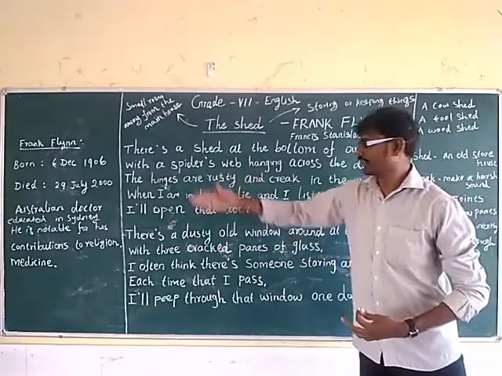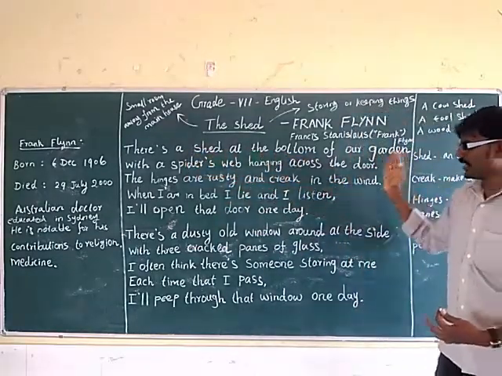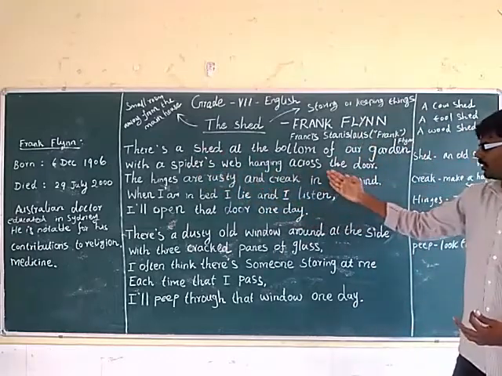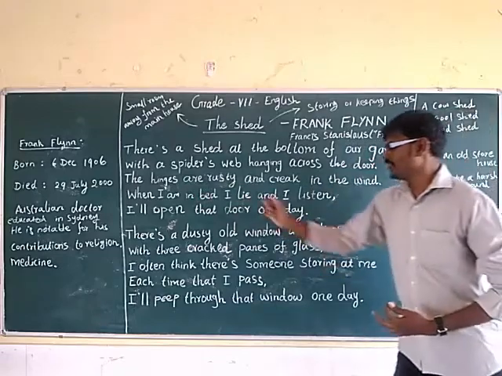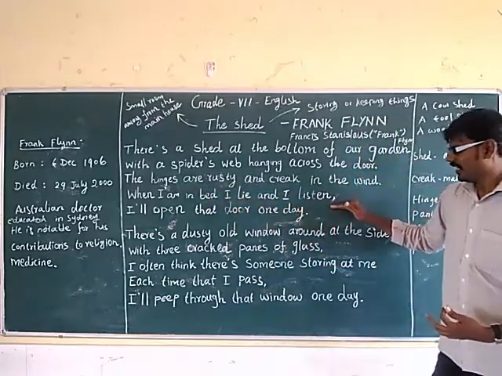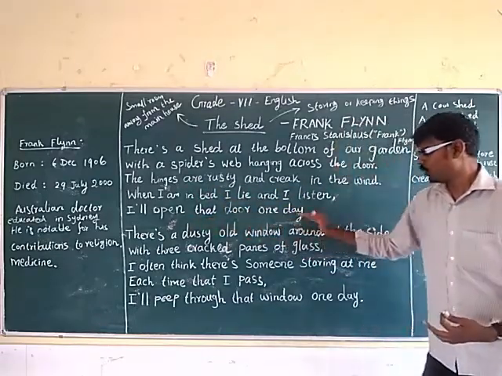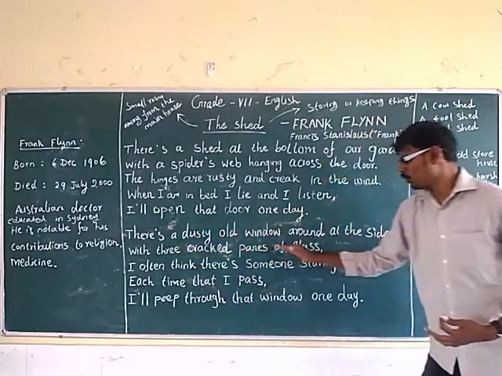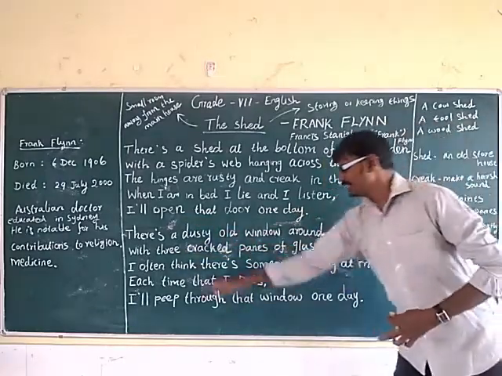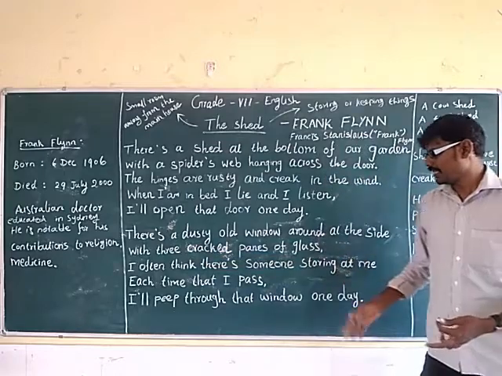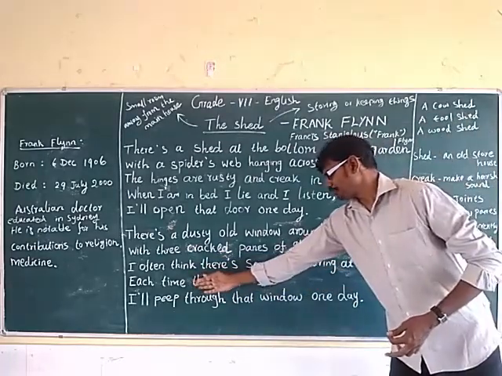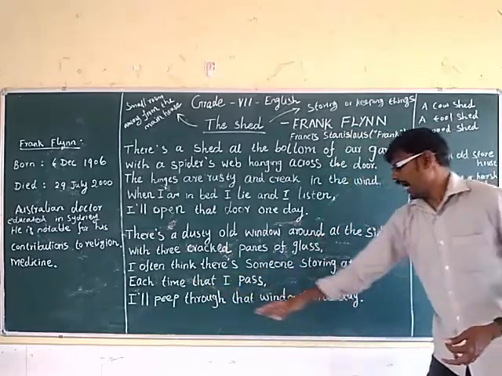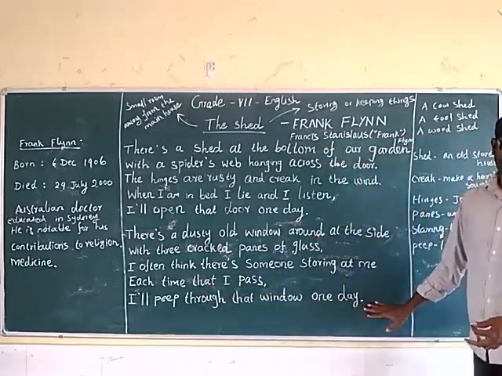Again, I repeat. There is a shed at the bottom of our garden with a spider's web hanging across the door. The hinges are rusty and creak in the wind. When I am in bed, I lie and listen. I will open that door one day. There is a dusty old window around at the side with three cracked panes of glass. I often think there is someone staring at me. Each time that I pass, I will peep through that window one day.